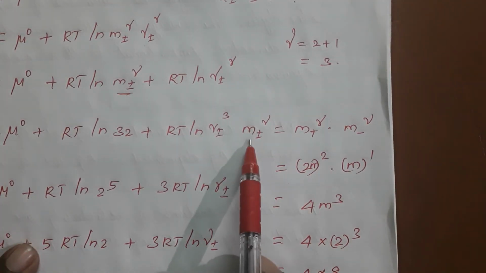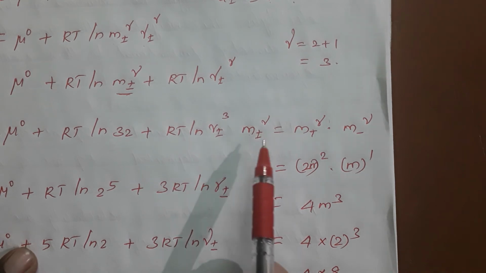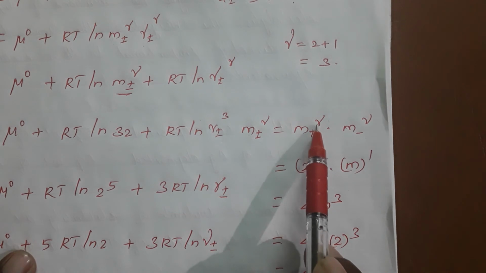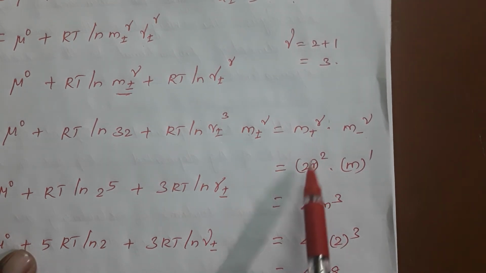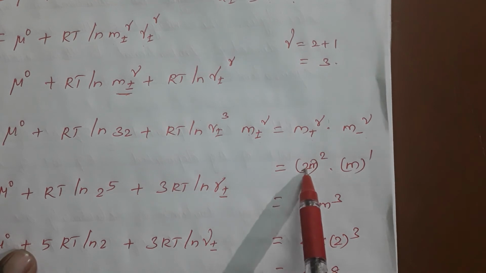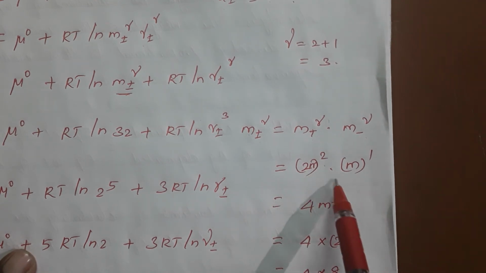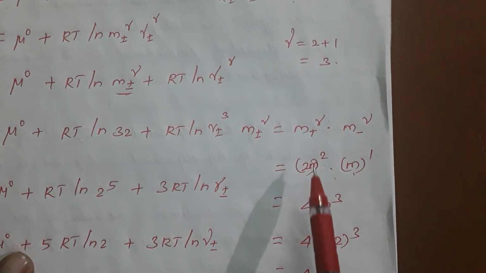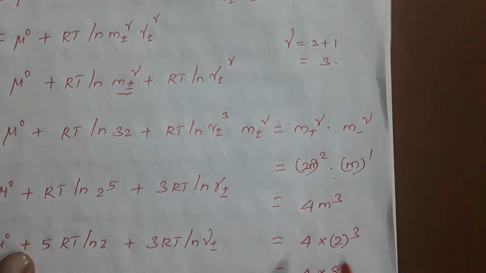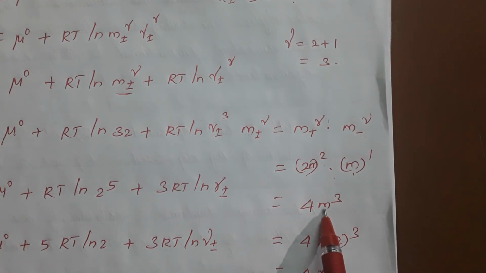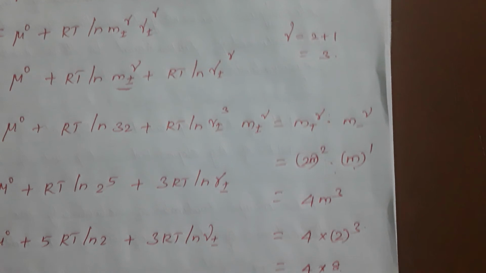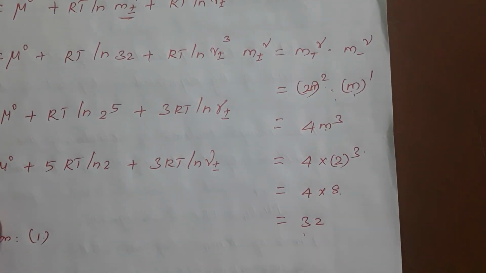Now you can see here. The molality of cation and anion, we can separate out cation and anion. So the cation power is 2. So the molality of sodium is 2m power 2, into the sulfate one, so it is m power 1. So this is 4m cube. The m value we know, because the question gives us 2 moles. So it is 4 into 2 cube. 2 cube is 8. 8 into 4 is 32.